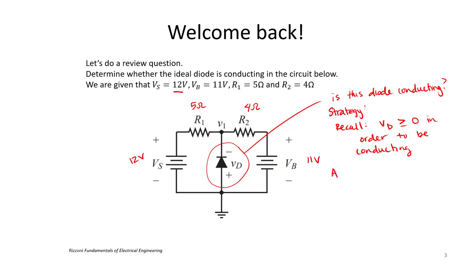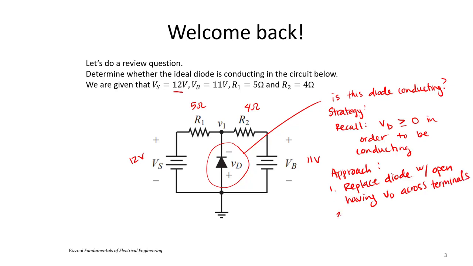So the best approach for these types of problems is to do the following. First, we will replace the diode with an open, having VD across the terminals. Then we'll solve for VD. And based on the value of VD, we can figure out whether that diode is indeed conducting or non-conducting.